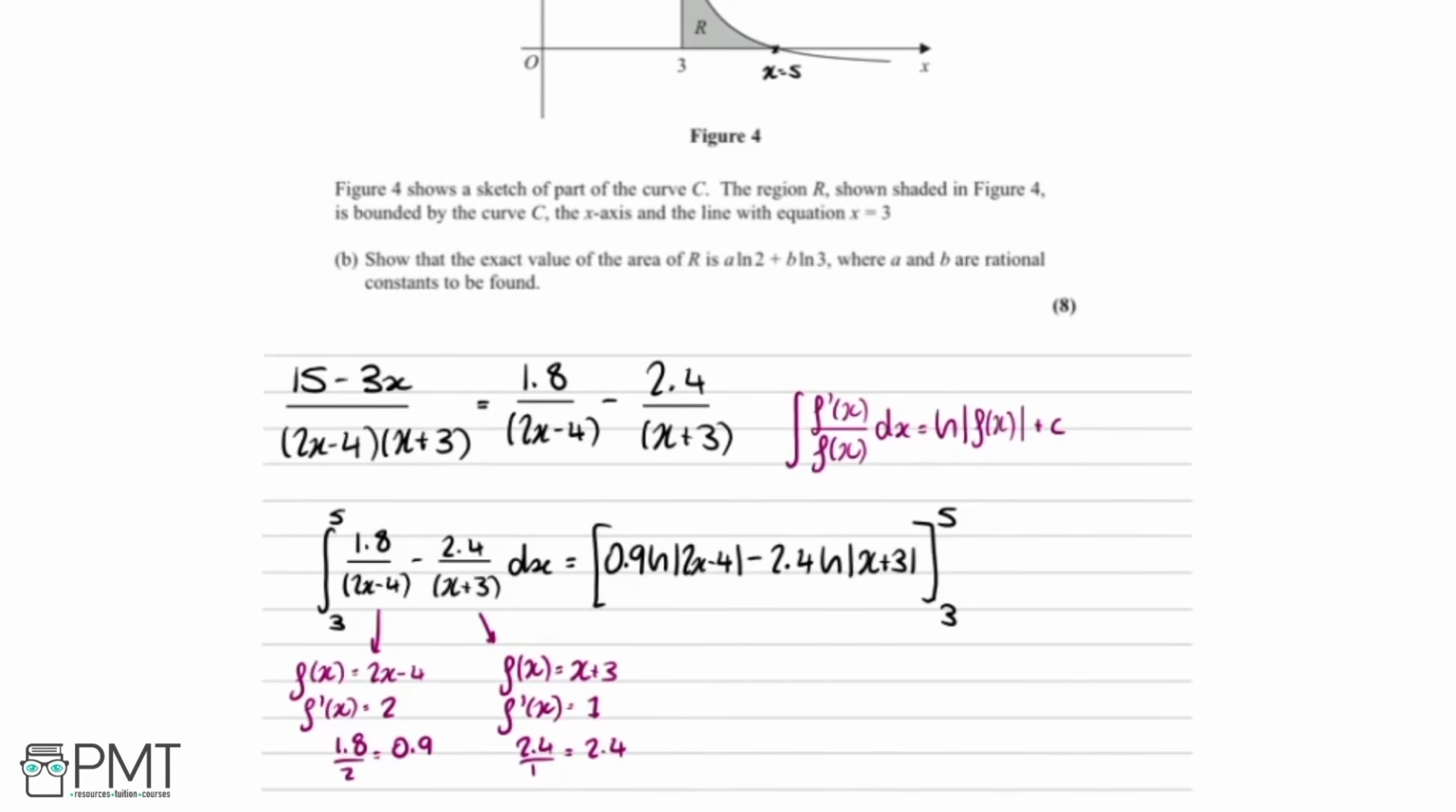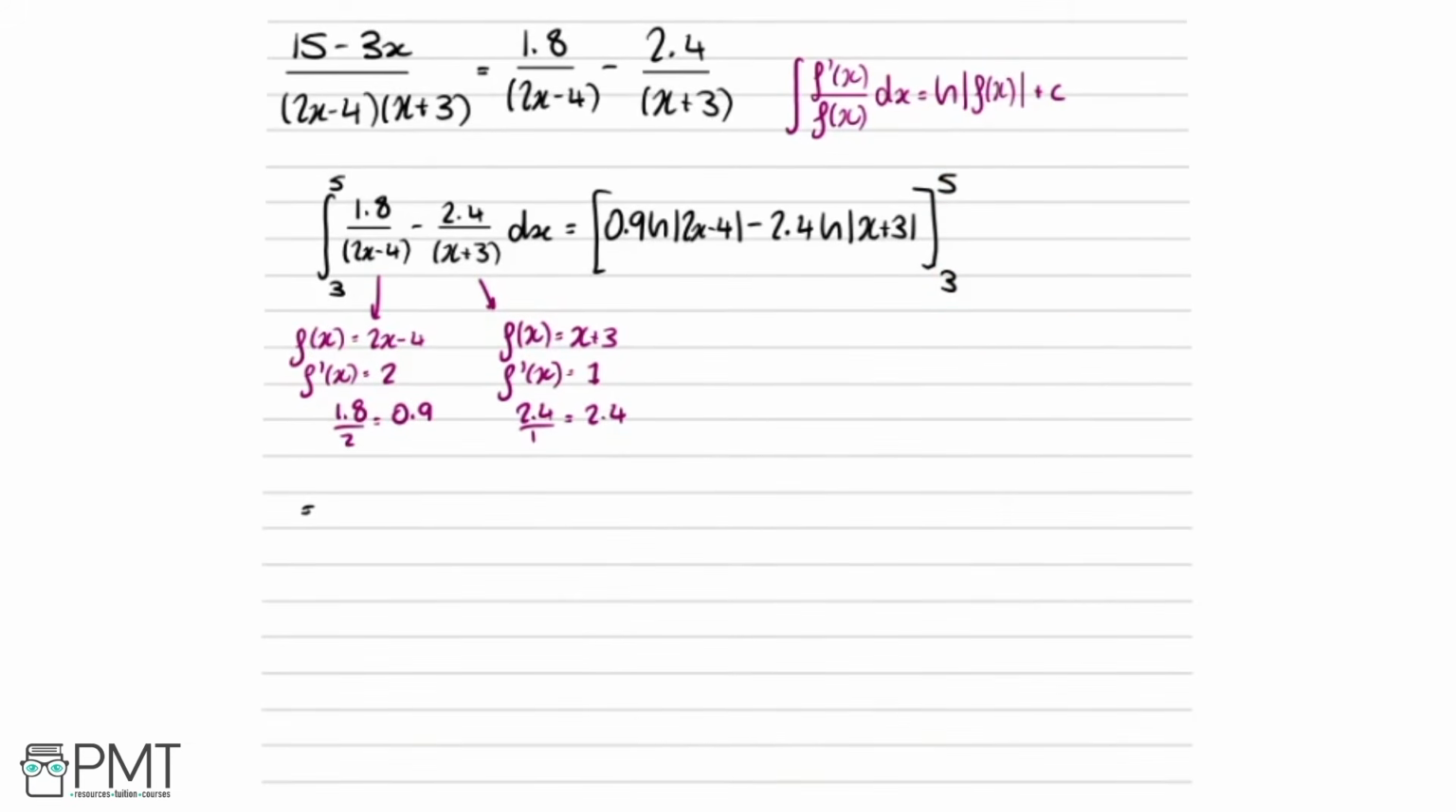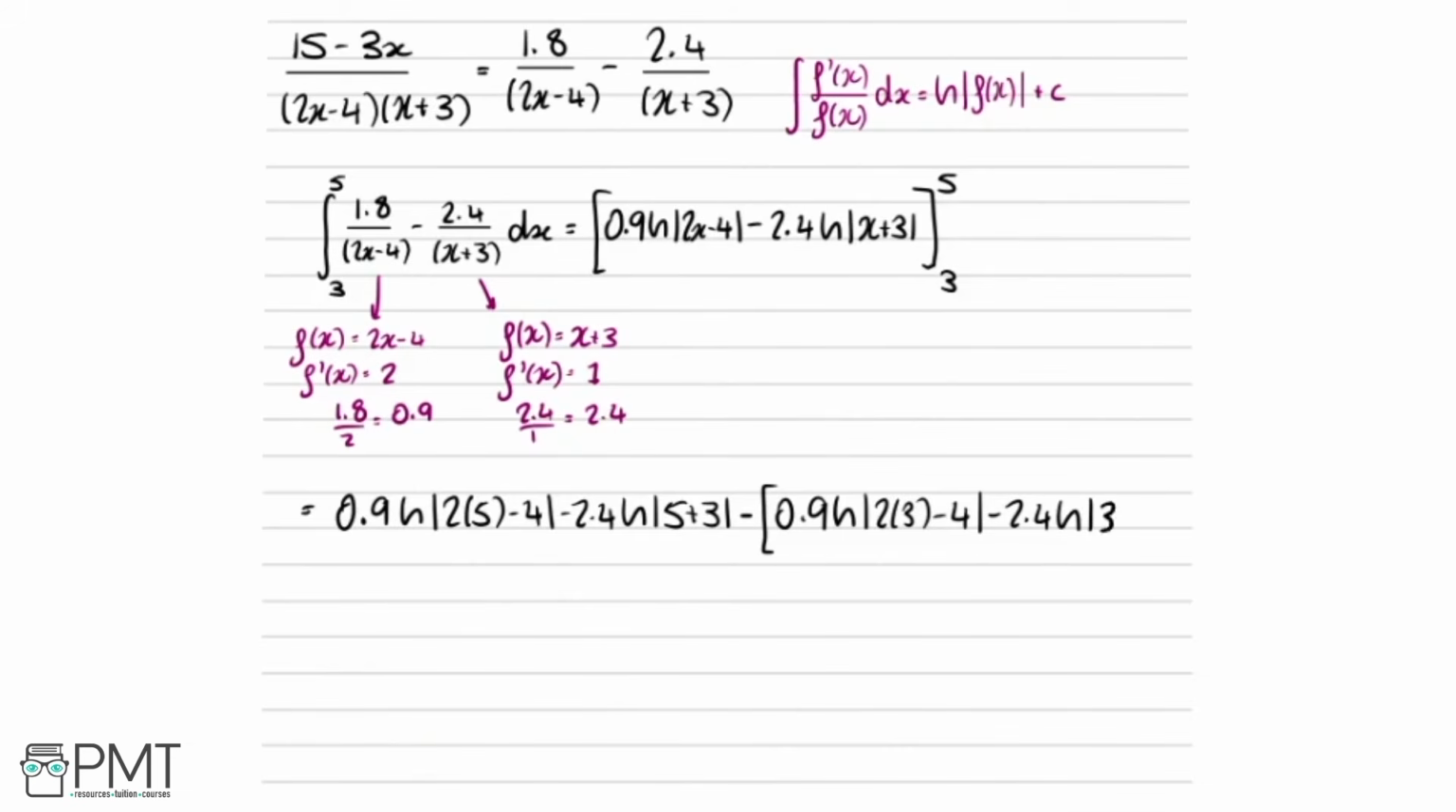Great, so lastly, we're just going to evaluate this by subbing in x equals 5 and x equals 3. So we're going to get 0.9 natural log of 2 multiplied by 5 minus 4, minus 2.4 multiplied by the natural log of 5 plus 3. And then we're going to subtract from that. And I'm going to put some brackets in because we're subtracting all of this. 0.9 multiplied by the natural log of 2, and this time multiplied by 3 minus 4, minus 2.4 multiplied by the natural log of 3 plus 3.